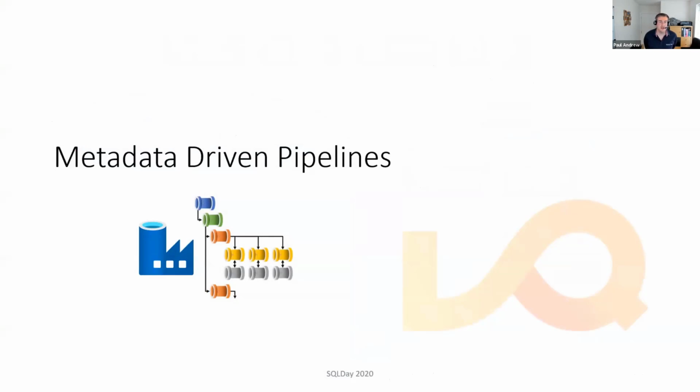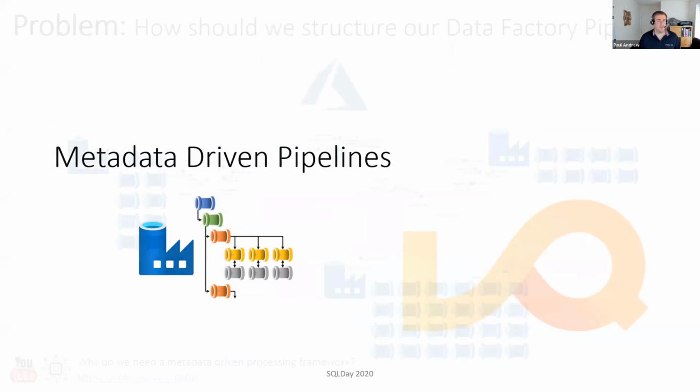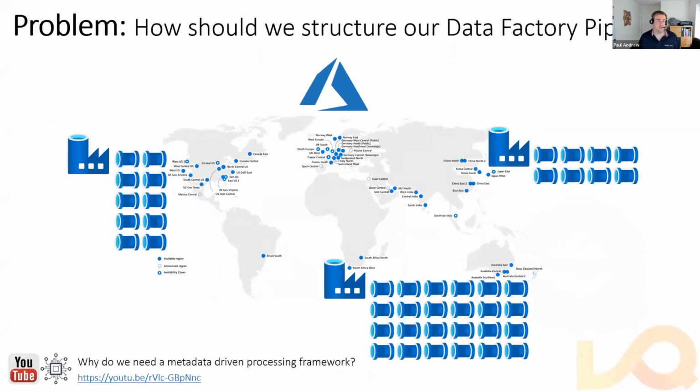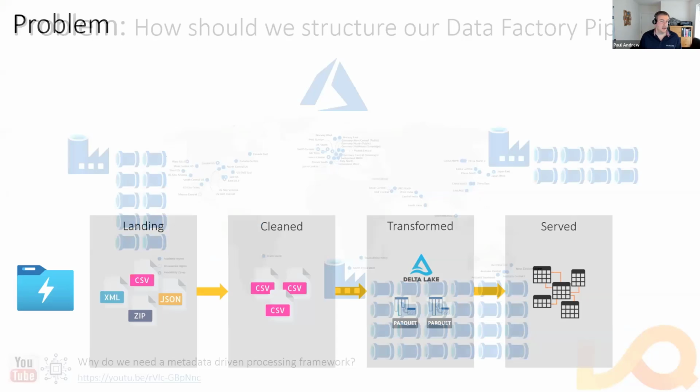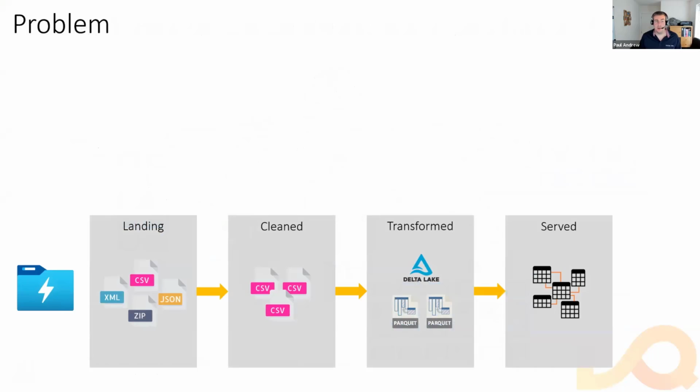Okay, moving swiftly on. The next thing I want to talk about is metadata-driven pipelines. Now, I showed you metadata to drive our scaling out process, but what else could we do here? Well, the problem statement I'm going to use for you now is when it comes to structuring our data factory pipelines. Not just doing some work, but what do we actually do when it comes to creating our pipelines within our data factories? And hopefully a fairly common scenario.